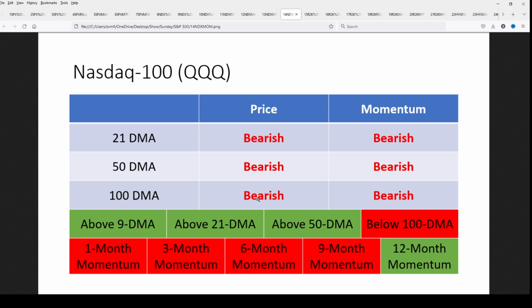How about the longer term signals? Similar story to the S&P 500, price trending lower, momentum still weak, but it's above the 50-day moving average. That's where things start.